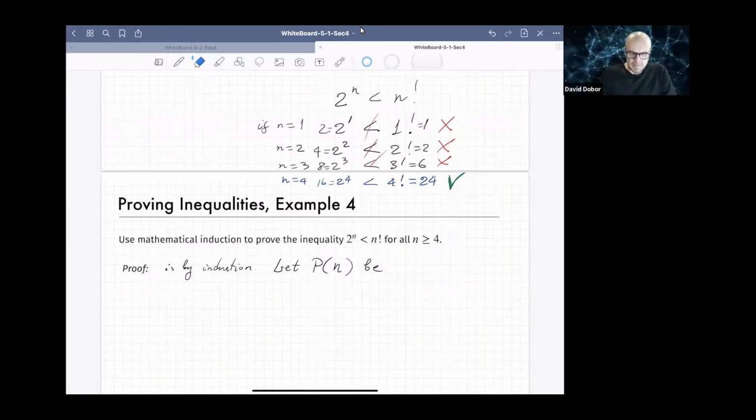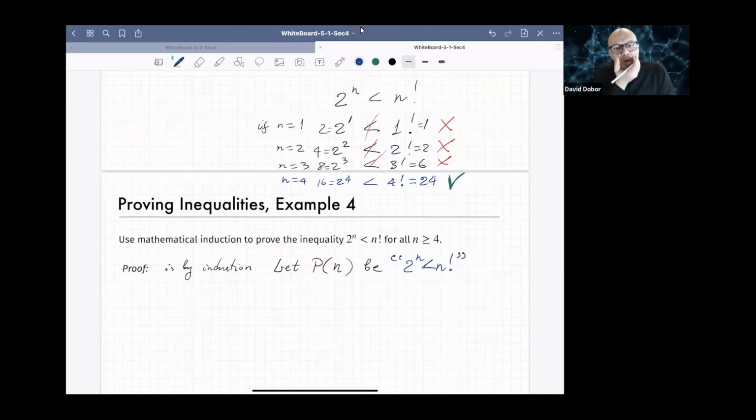Yeah, exactly. It's very simple in these examples. 2 to the n is less than n factorial. That's the proposition. End of quotation marks. Let's make these quotation marks like that. I don't know if that's any clearer, but okay.